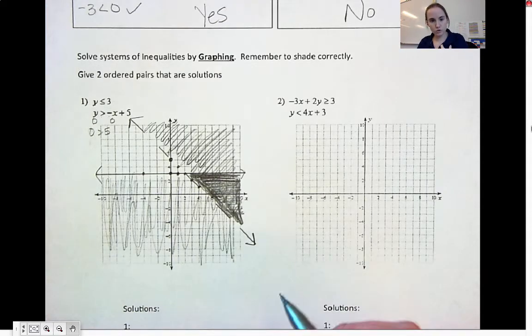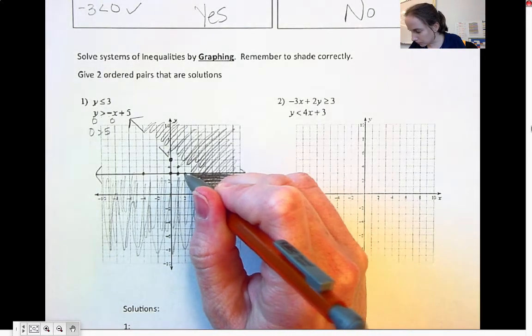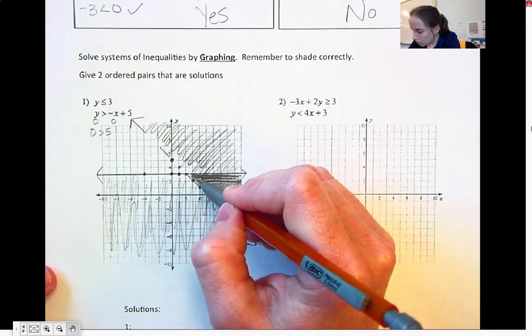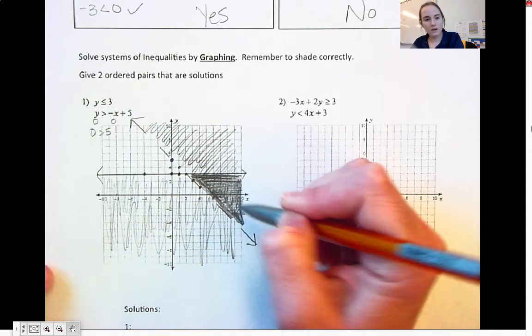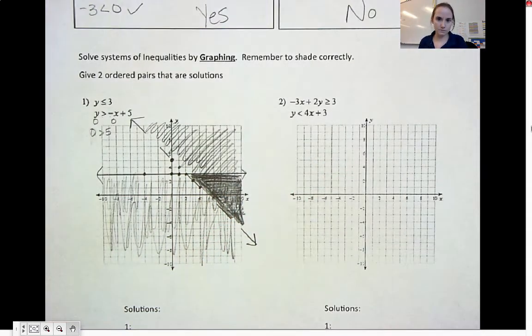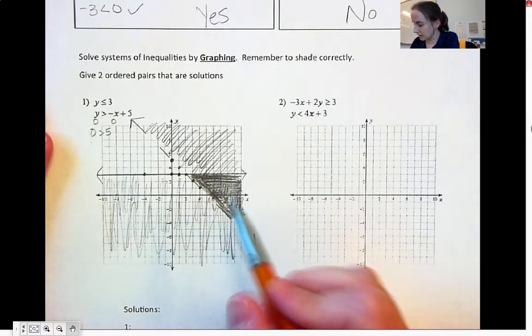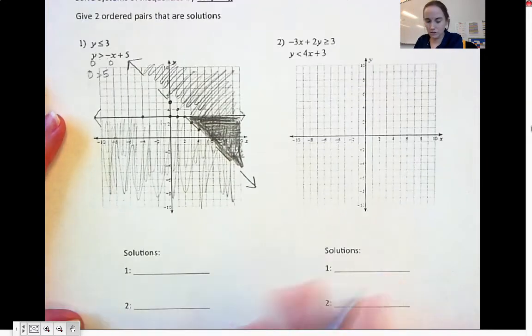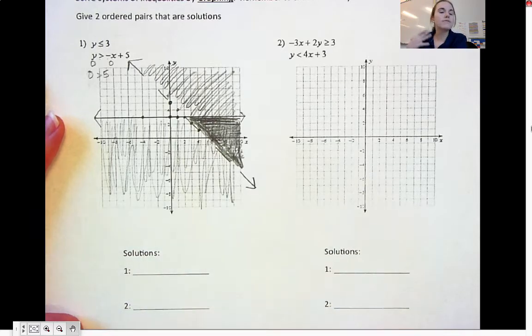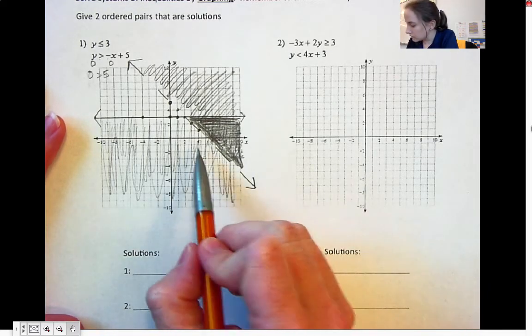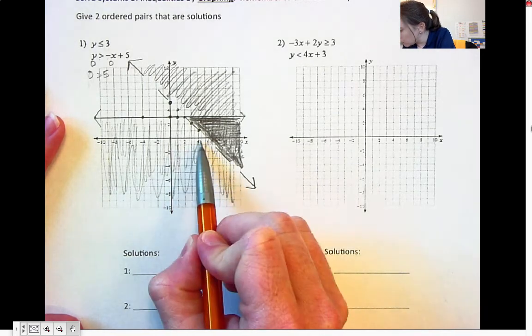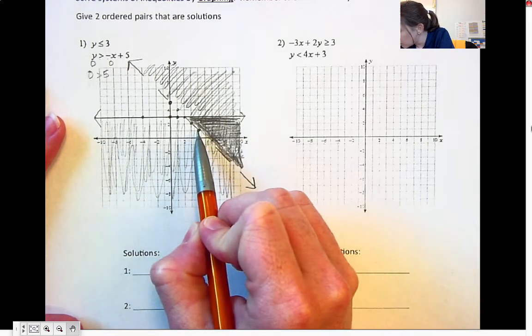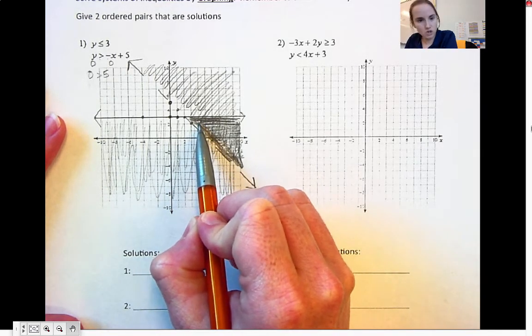But for your solution, you don't just give me an answer. Don't tell me that it's this point right here. It is all of these answers because we're working with inequalities. So two solutions that I could give, if you wanted to show me that you knew where the solutions were, you could say we could go 4, 2. That's in the shaded region.